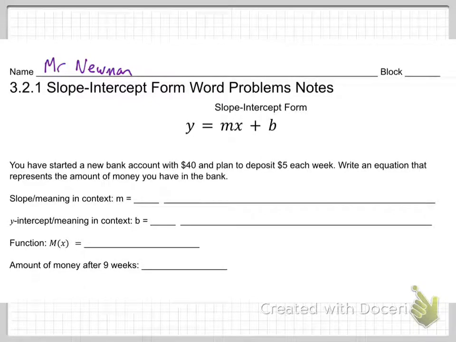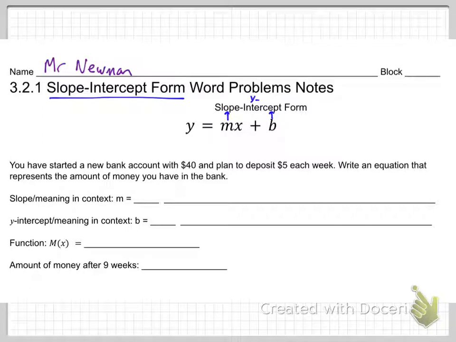Hey everyone, Mr. Newman here, and today we're going to learn about slope-intercept form word problems. Just a heads up, there are two kinds of word problems we're going to encounter in this course when dealing with lines. One is the slope-intercept, and the other is standard form. Here, we're going to recognize the slope-intercept word problems because they're going to have a starting value and a rate of change. So first, let's remember what is slope-intercept form.